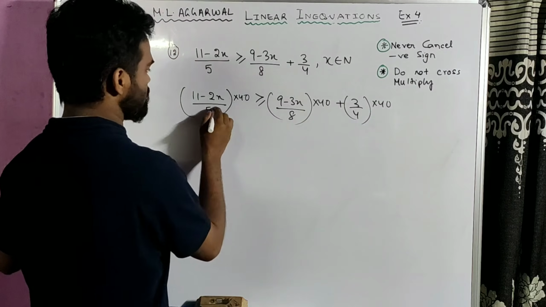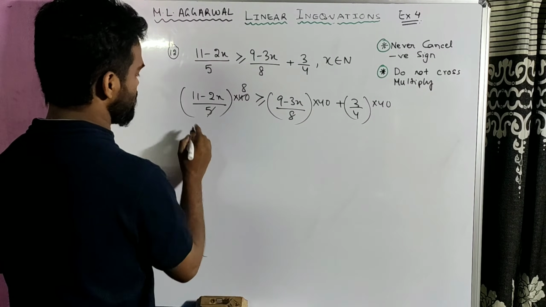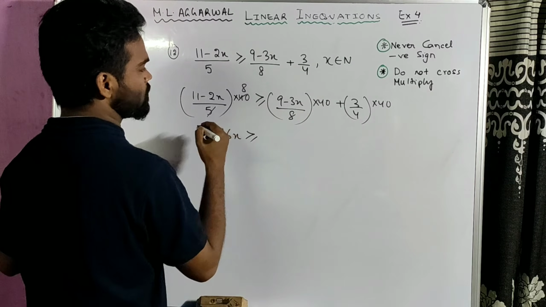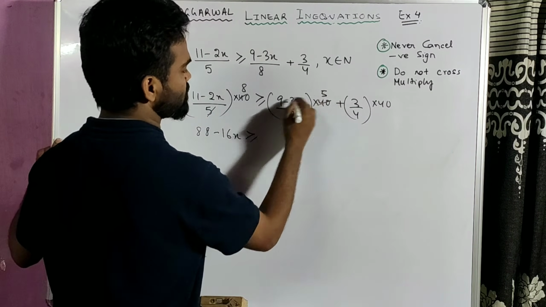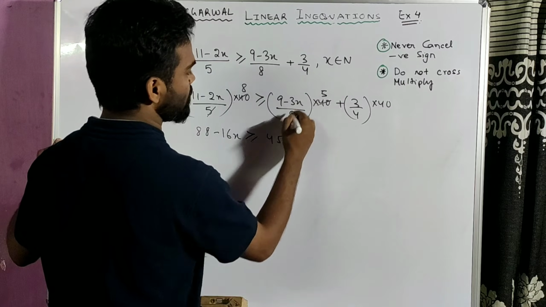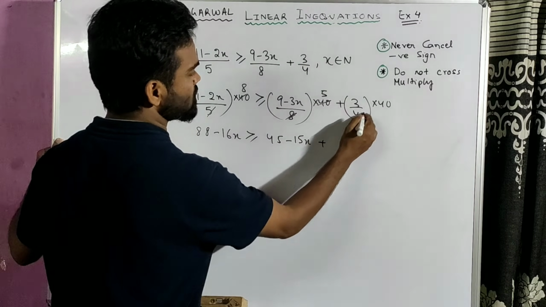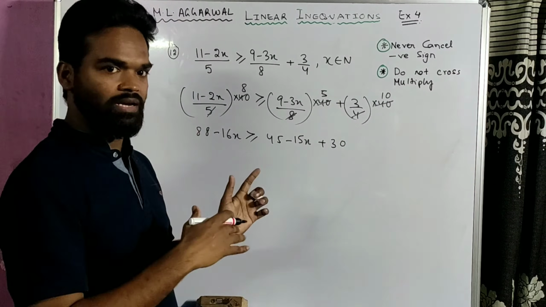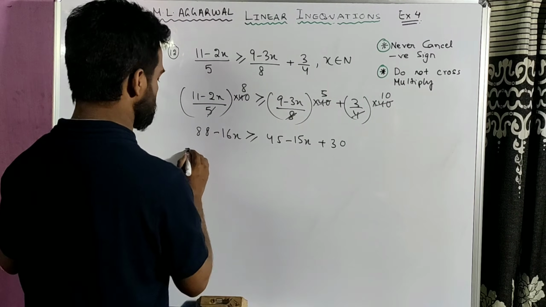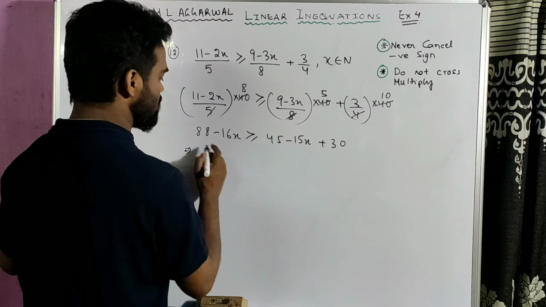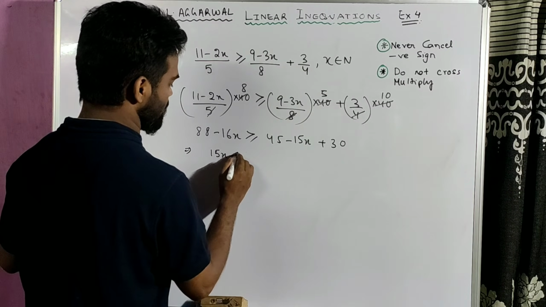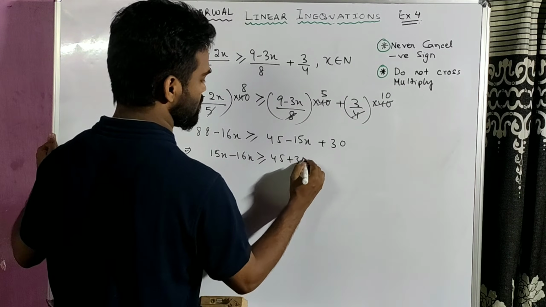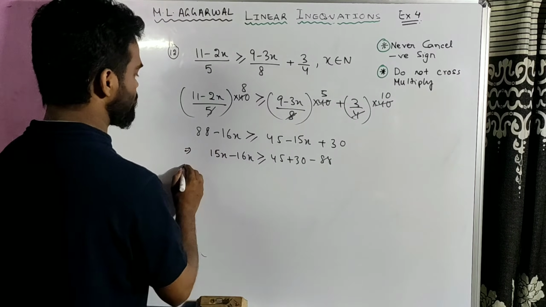So what this gives, this is 8 times. Now 8 11s are 88, minus 8 2s are 16x, greater than or equal to 8. This is 5 times, so 45 minus 15x plus, this is 10 times, so this is 30. I'll bring x on one side, numbers on the other side, so I'll bring 15x on this side. It becomes, by transposing, 15x minus 16x greater than or equal to 45 plus 30 minus 88. Look over here, okay?